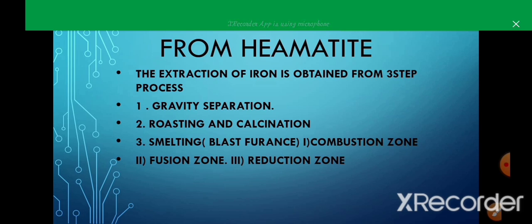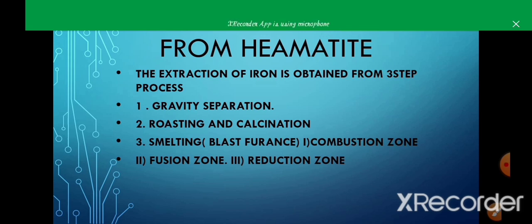In the combustion zone, the temperature is 1500 degree Celsius. In the fusion zone, the temperature is 1000 degree centigrade. It prevails, means it is reduced, from 1500 to 1000 degree centigrade. Next step is the reduction zone. In this zone, the temperature prevails at 400 degree Celsius.